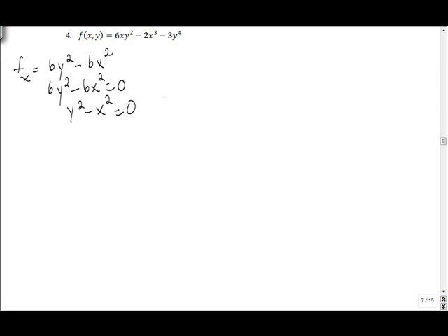Good. Somebody else give me fy. 12xy minus 12y cubed. Put it equal to 0. Reduce: xy minus y cubed equals 0. Right?